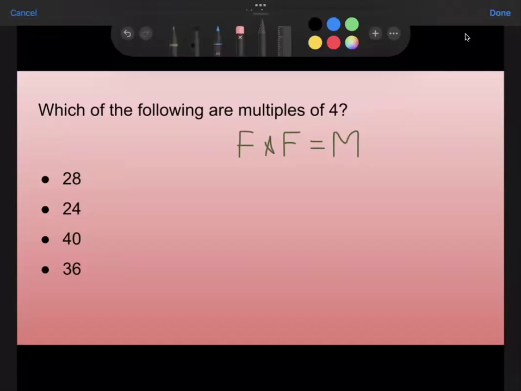So if we're looking for multiples of a certain number, like in this case, 4, what we want to do is just think about the numbers we get when we multiply 4. So 4 times 1 is 4, 4 times 2 is 8, 4 times 3 is 12, 4 times 4 is 16, and so on. So as you can see, these could go on forever and ever.